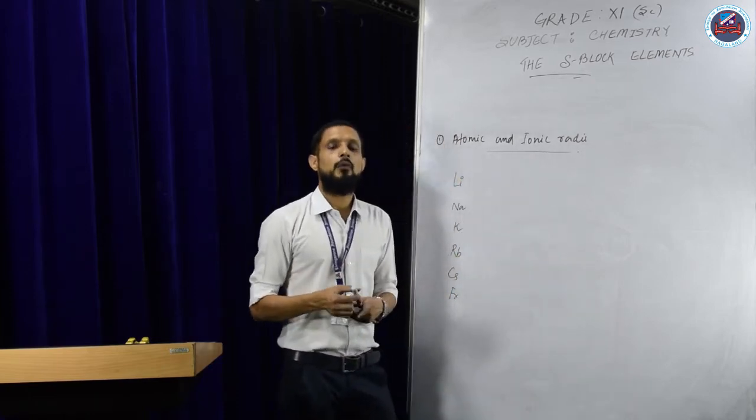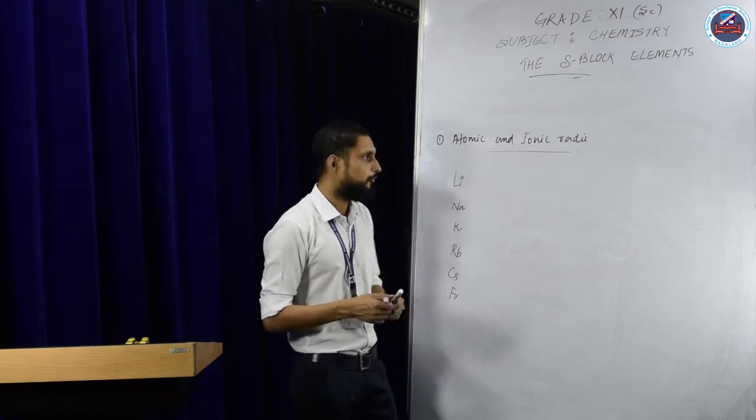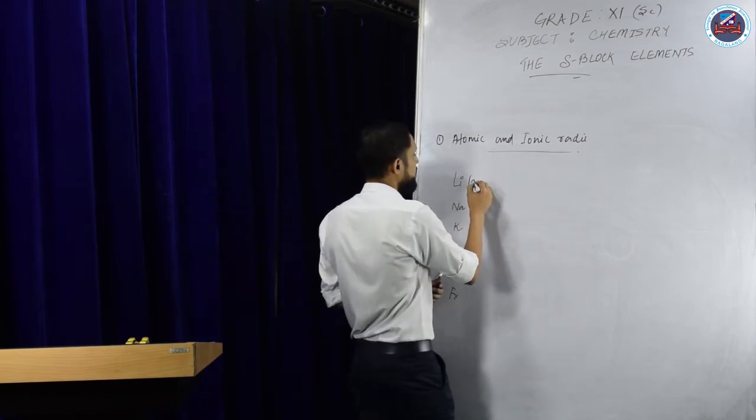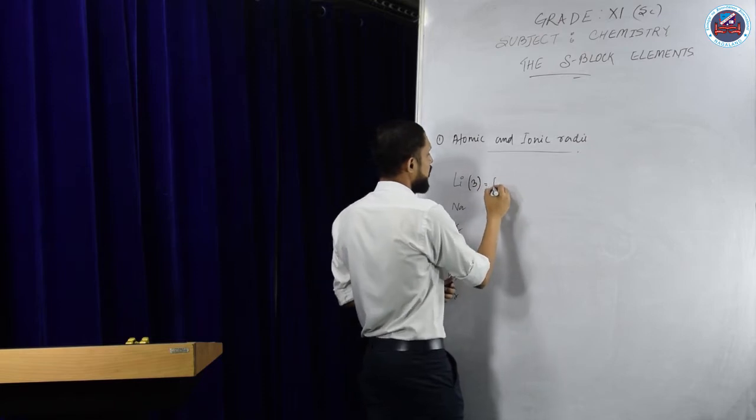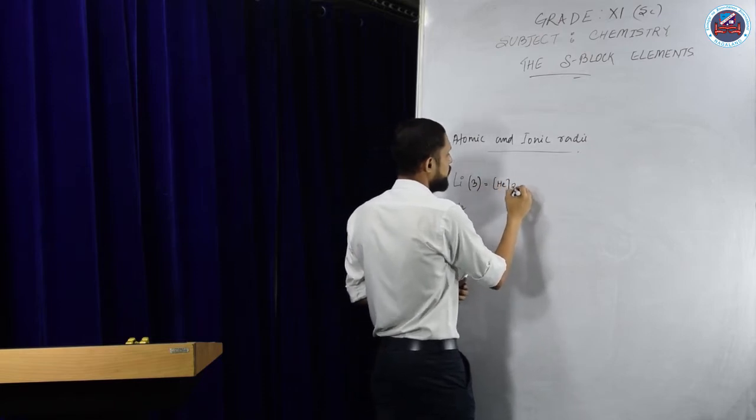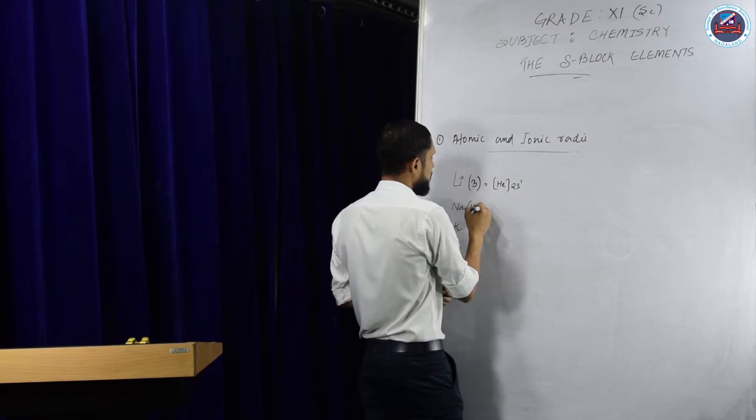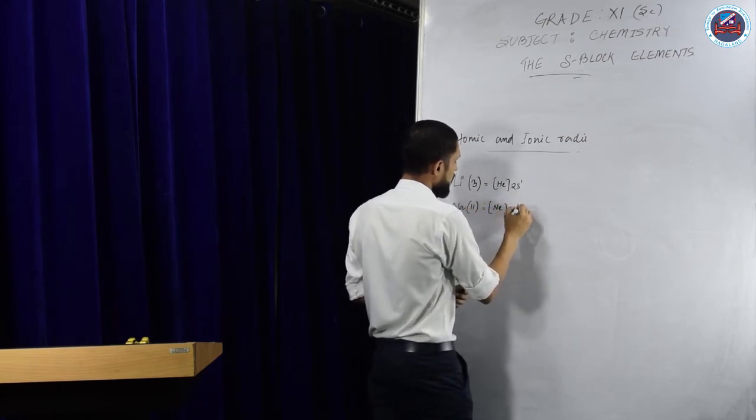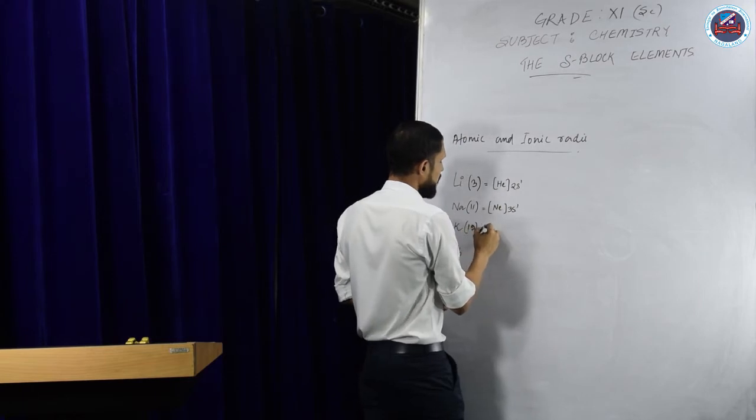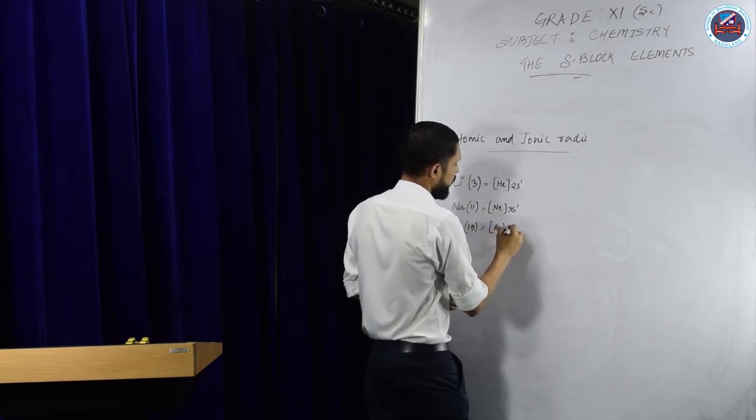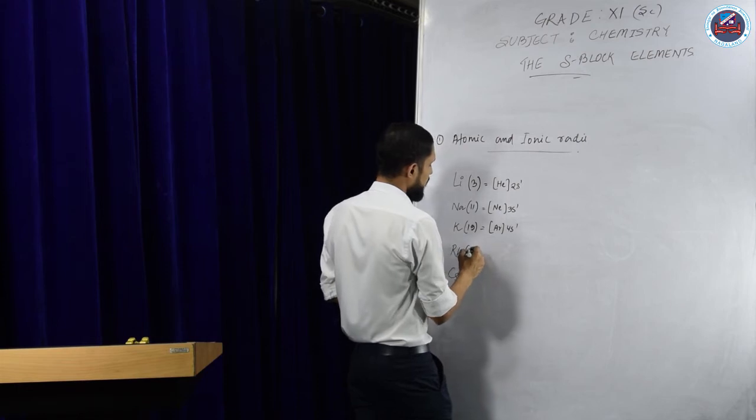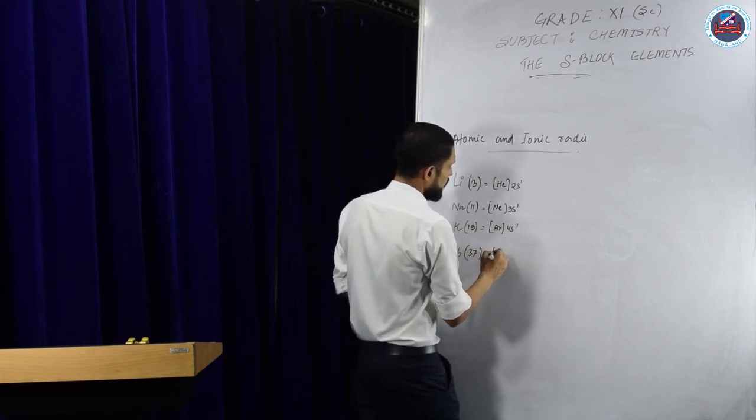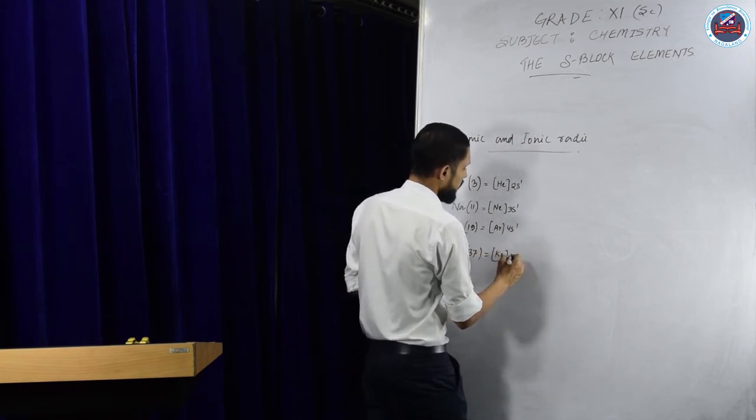Now again we have to go back to the electronic configuration. Lithium atomic number is 3, so electronic configuration is helium 2s1. Sodium atomic number is 11, so it's neon 3s1. Potassium is 19, it's argon 4s1. Rubidium is 37, so it's krypton 5s1.